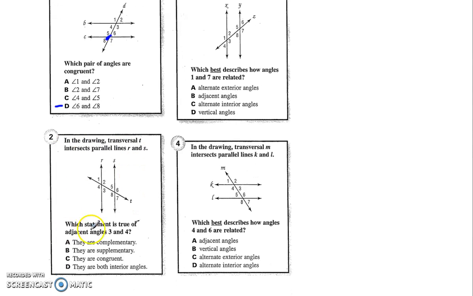We have here, what statement is true of angles 3 and 4? They are both on a straight line, so they add to 180. We call that supplementary. Number 3. What best describes angles 1 and 7? Those two are alternate exterior. They're on the outside of these 2 parallel lines and on different sides of the transversal. So alternate exterior.